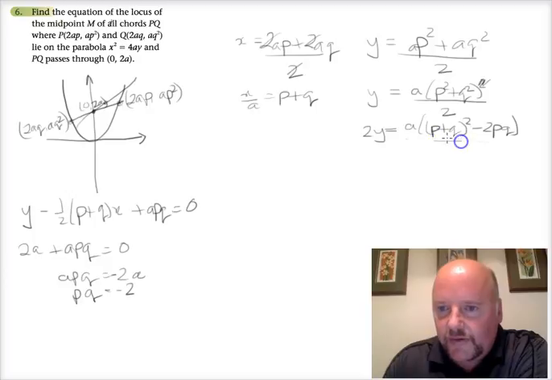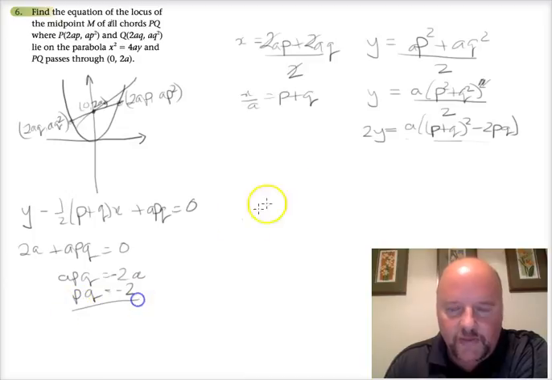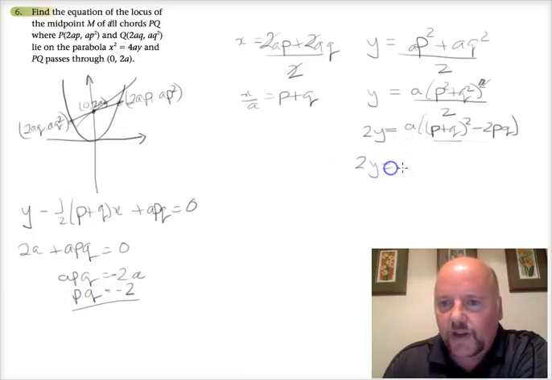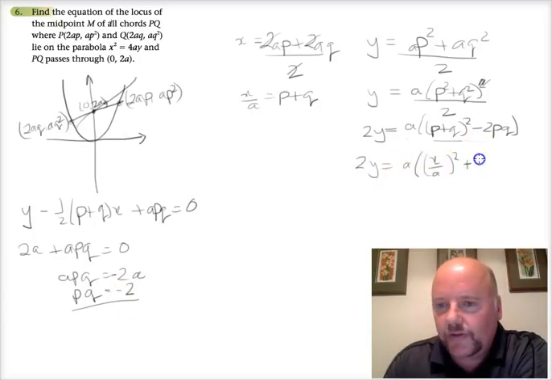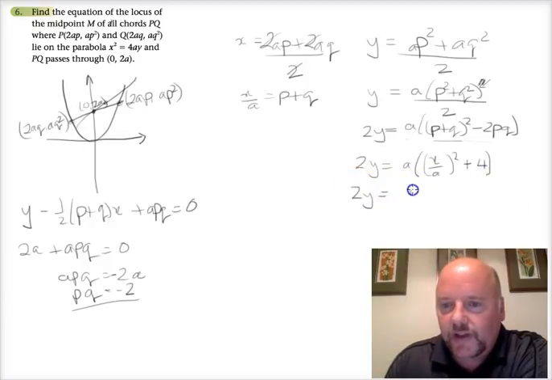Now look at this p plus q here, I'm going to replace with this x on a, and this pq here, I'm going to replace with that part there. So what I get is 2y equals a, p plus q is x on a, so that's x on a all squared, minus, now 2 times pq, that's minus 2, so minus 2 times minus 2 is a plus 4. Now a little bit of tinkering, we get 2y equals x squared on a squared times a gives you x squared on a, plus 4a, that's just expanding that. Multiply it all by a, I get 2ay equals x squared plus 4a squared.